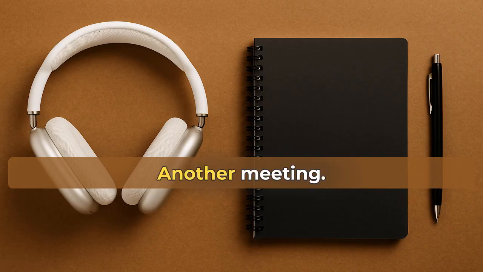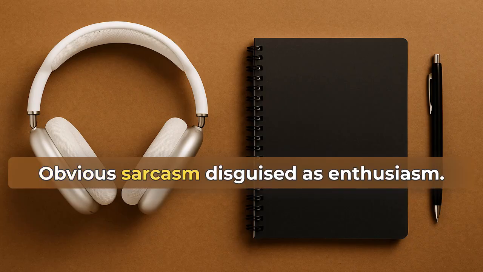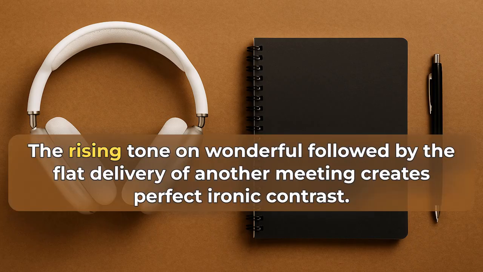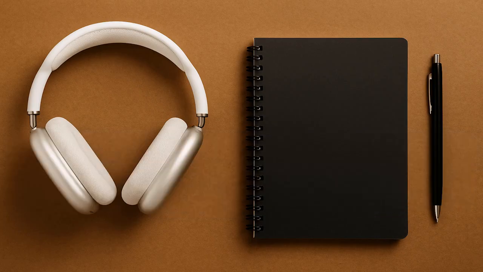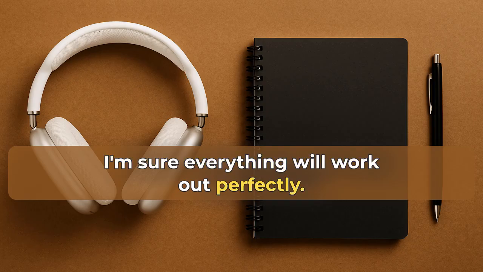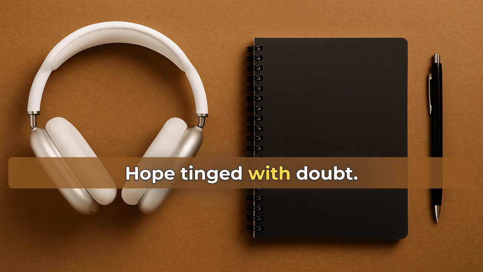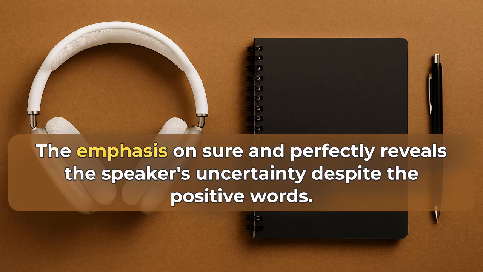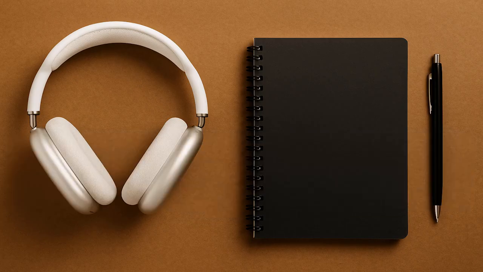"Oh, wonderful, another meeting." Obvious sarcasm disguised as enthusiasm. The rising tone on "wonderful," followed by the flat delivery of "another meeting," creates perfect ironic contrast. "I'm sure everything will work out perfectly," hope tinged with doubt. The emphasis on "sure" and "perfectly" reveals the speaker's uncertainty despite the positive words.